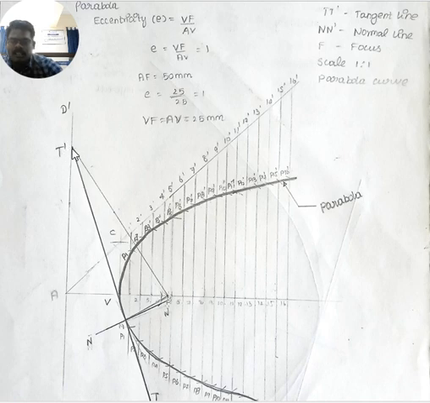From T dash, you have to draw a line passing through point M. Then extend the line. Name it as T. Now this TT dash line is acting as a tangent line to the parabola curve. Then to this tangent line, perpendicularly through M, you have to draw another line passing through M, name it as N dash. That is a normal line to the parabolic curve.